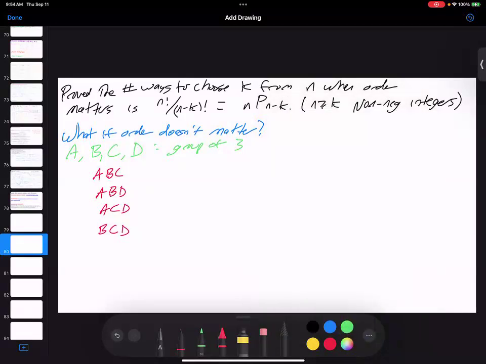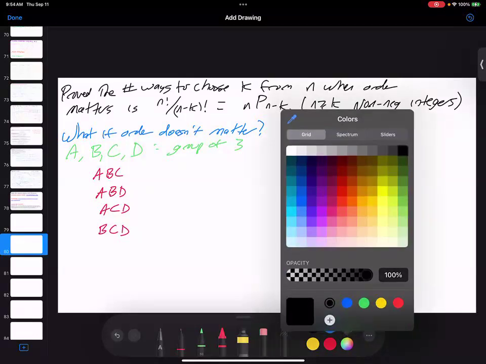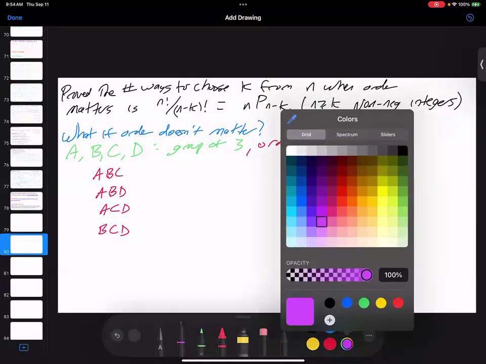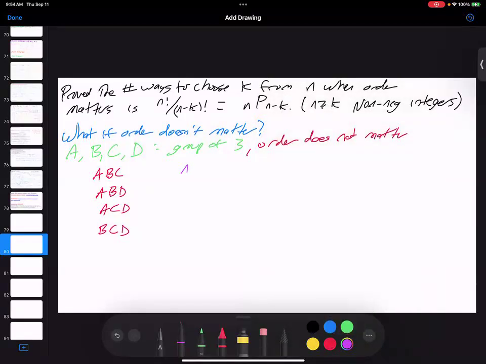So this is a group of 3, and order does not matter. But now let's try to list all the ways when order matters. If I give you ABC, I could have ABC. What else could I do? I could do ACB. I could do BAC. I could do BCA. I could do CAB. I could do CBA.